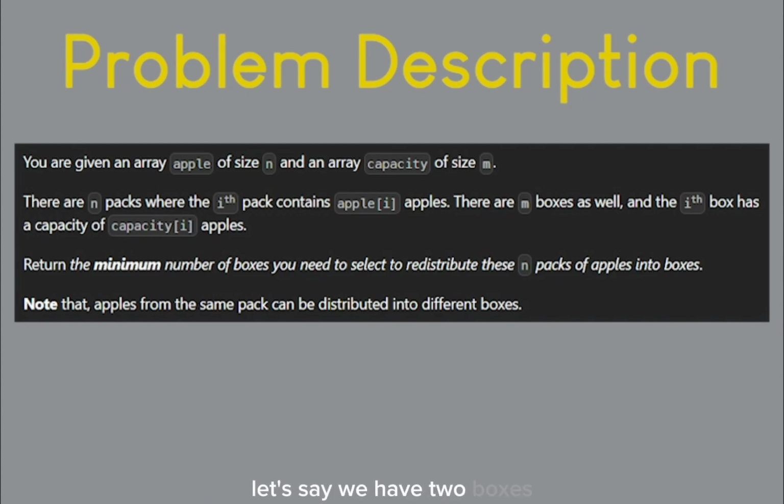Let's say we have 2 boxes. First box can hold 7 apples, but the second box can only hold 3. The capacity array would look like this.